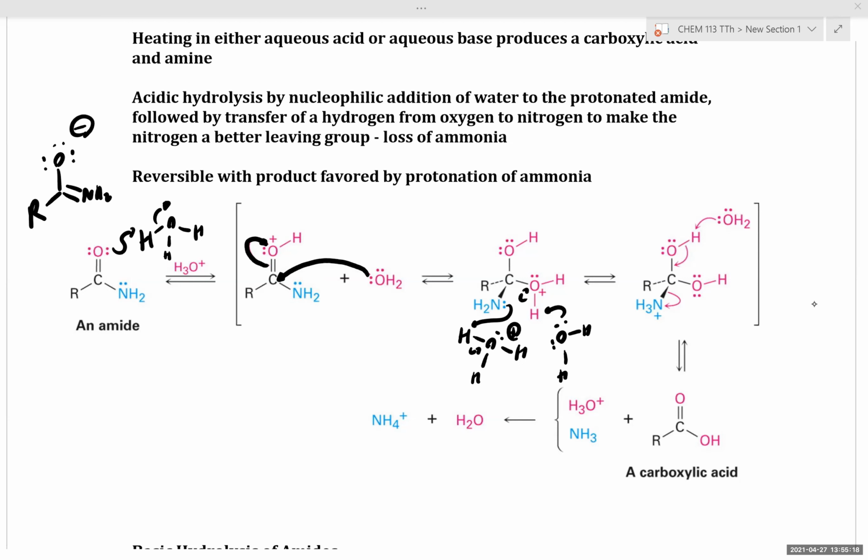So after a proton transfer, we've activated our amine as a leaving group. So we'll lose our ammonium ion leaving group, and that gives us our desired carboxylic acid. And interestingly, because ammonia is produced as our leaving group, and because we're under acidic conditions, we protonate ammonia, and now it's no longer a viable nucleophile. Does this mechanism make sense?